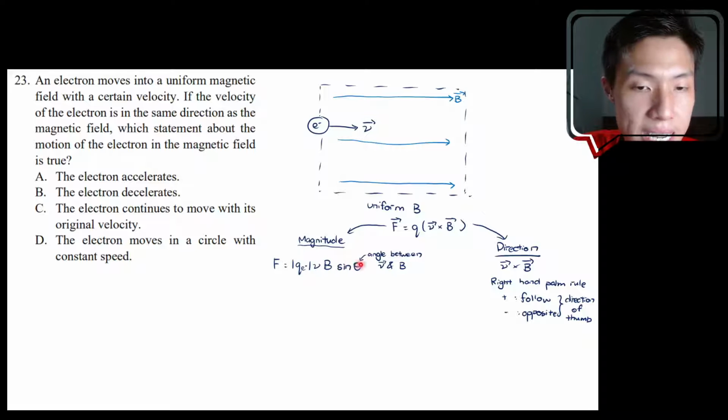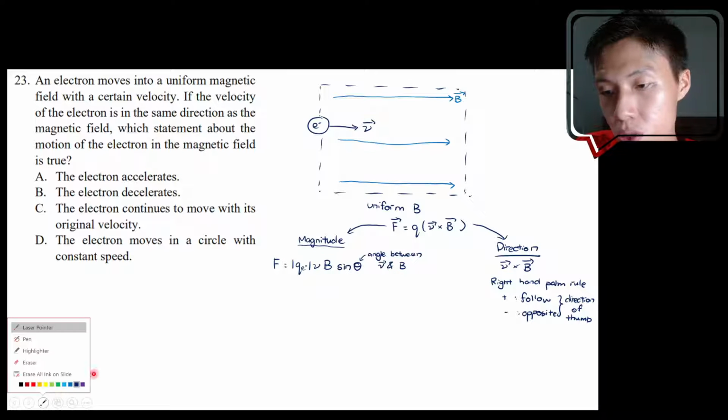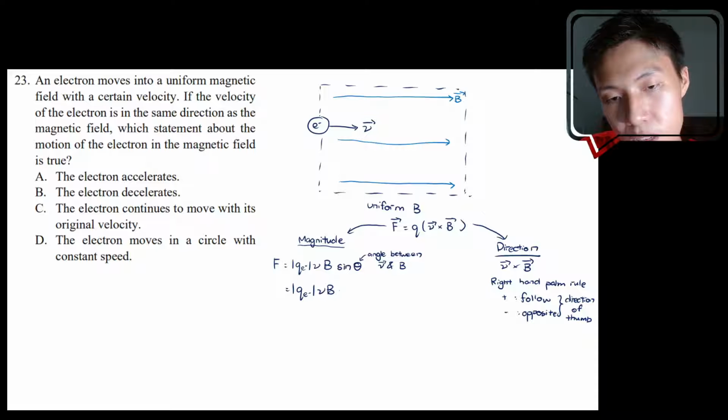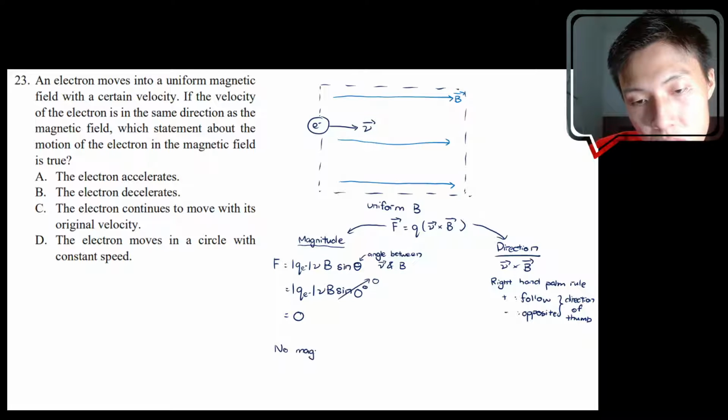But when we look at sine theta over here, we look at the angle between v and B. The angle between v and B are in the same direction. So we don't really need to substitute everything in. We can keep everything as it is, but when we sub in sine theta, theta will be 0. We know that sine 0 degree should be just 0. Therefore, the magnitude should be equal to 0. That means there is no magnetic force acting on the electron.